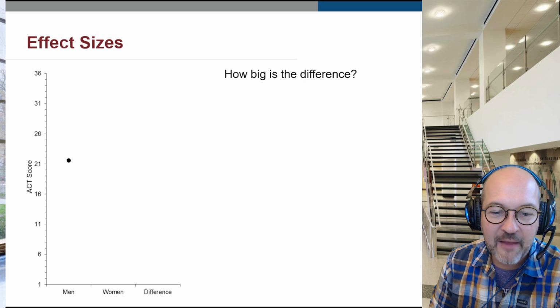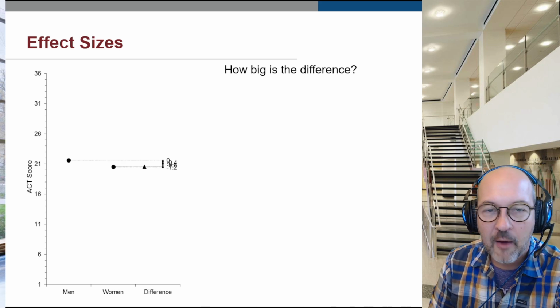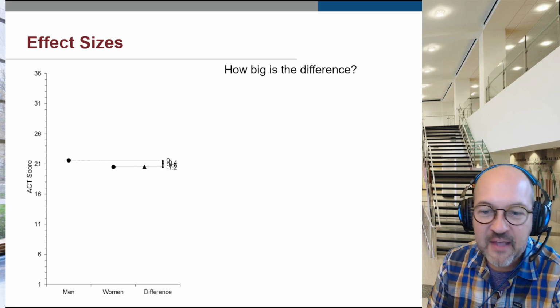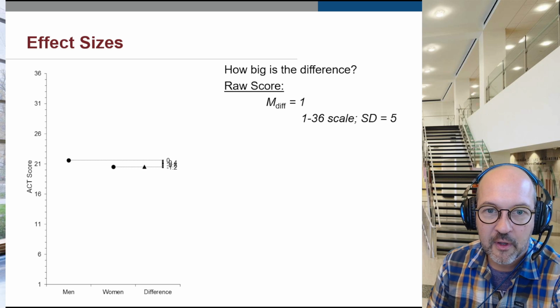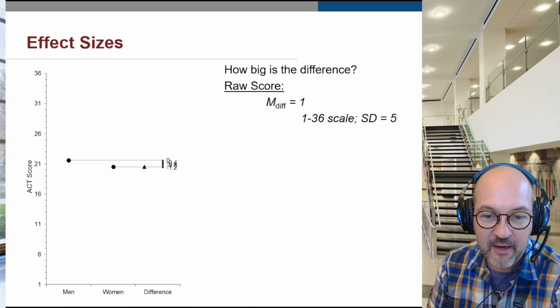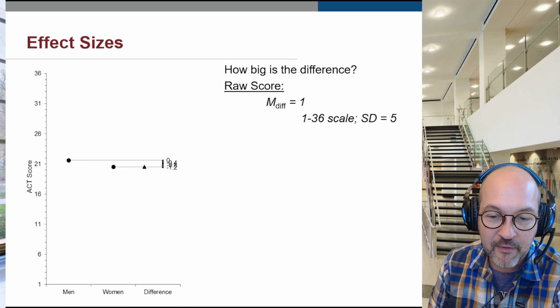Well, the average math score for males was around 21.5. How did the women score? Around a 20.5. That's a 1-point difference. Is that a big deal? Well, that would take some knowledge about the ACT and how it's scored. It's measured on a 1 to 36 scale with a standard deviation of about 5.